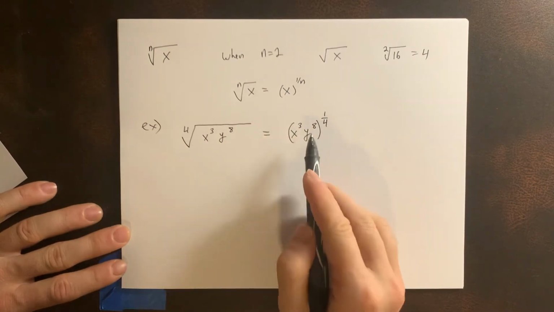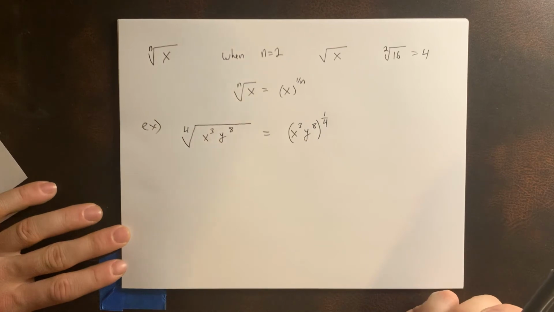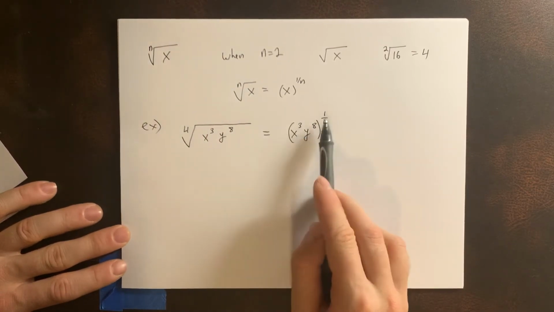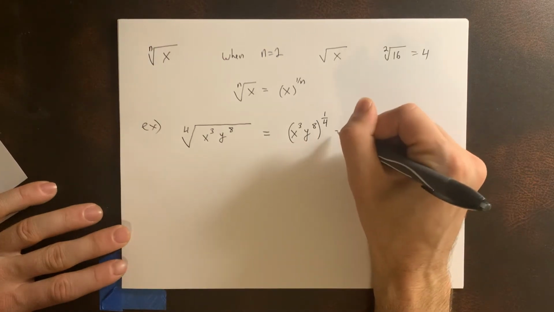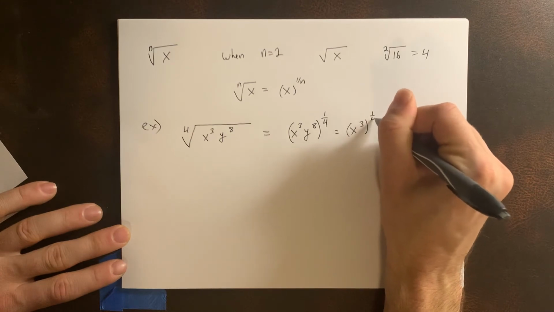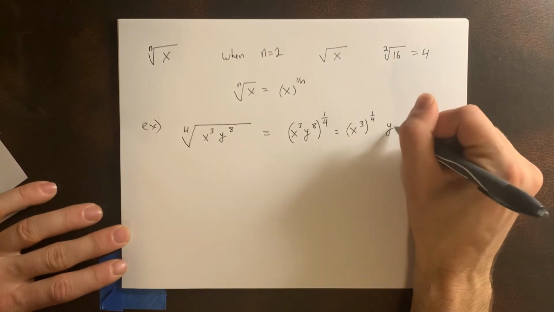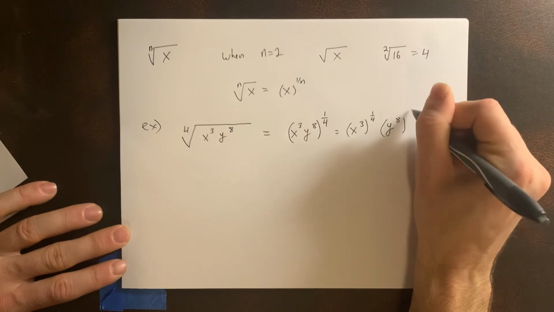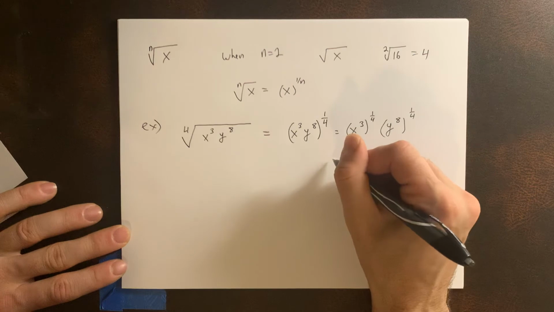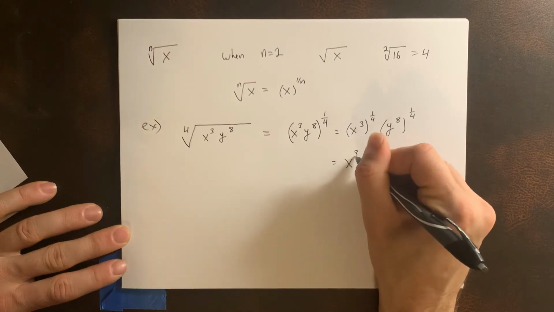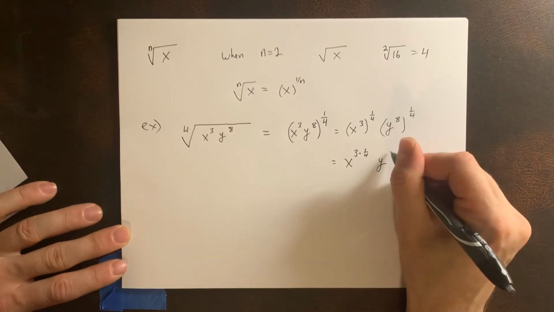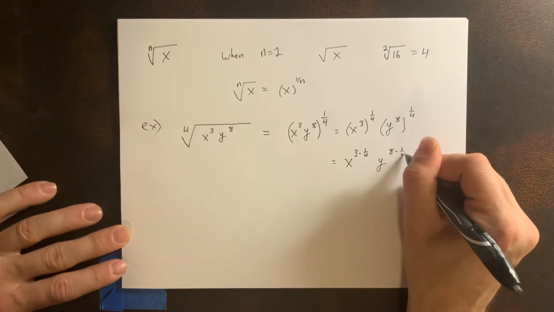Okay, so now what we have is something raised to a power. And on the previous page, when we had all those properties, that means that this 1/4 is going to go here, and this 1/4 is going to go here. So we're going to have x to the 3 to the 1/4, and then y to the 8 to the 1/4. All right, so here we have a power to a power, so we multiply them. So this is going to be x to the 3 times 1/4, and we're going to have y to the 8 times 1/4.